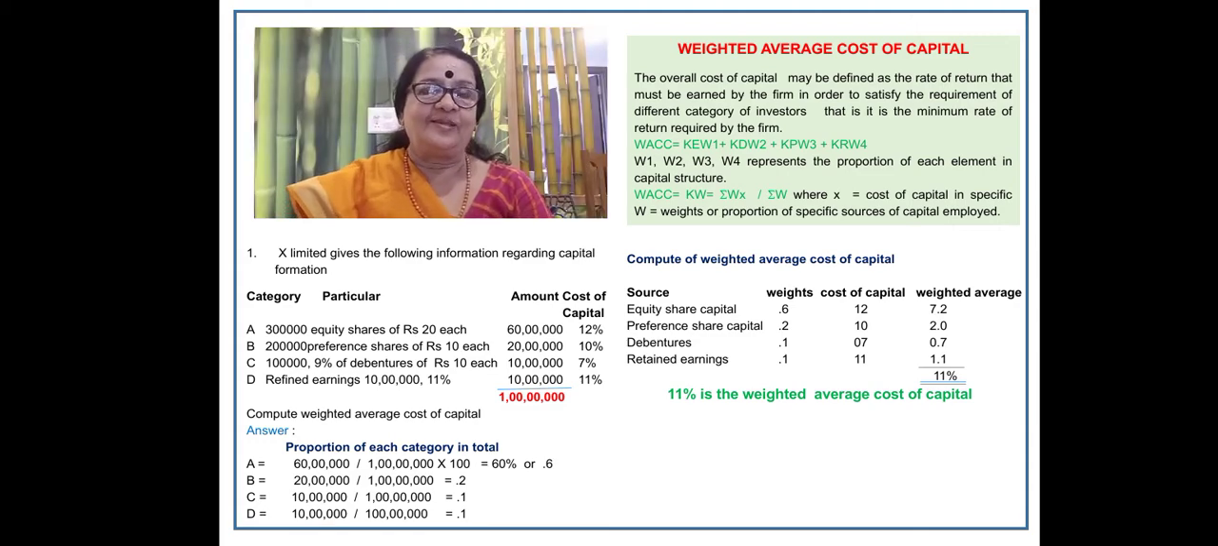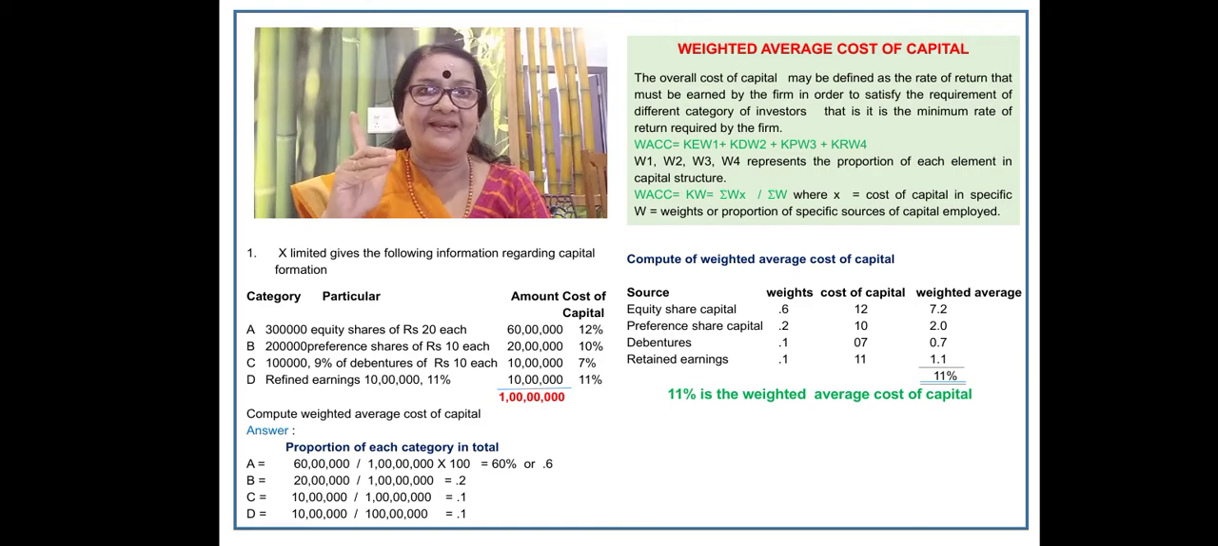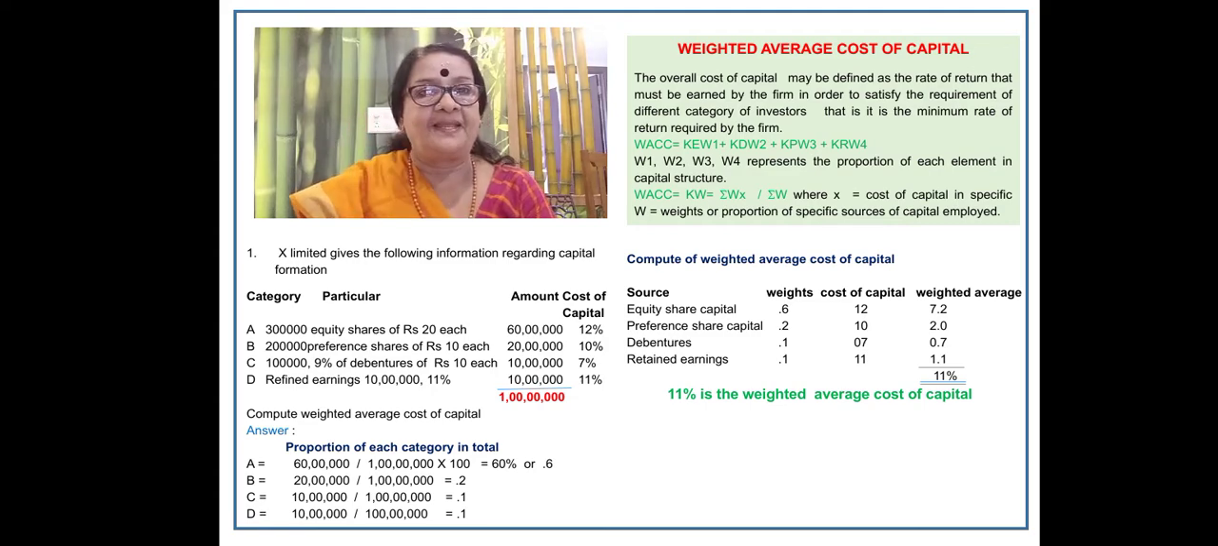Hi everyone. So in the last 5 modules we have seen the meaning of cost of capital, the computation of cost of capital of debt, preference shares, equity shares and retained earnings. Now after ascertaining the specific cost of each source of capital, it is essential to compute the overall cost of capital of the firm.